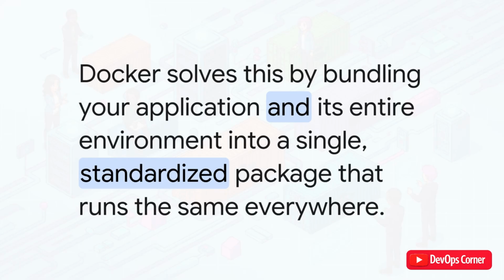Your Mac has one version of Python, the production server has another. Your database is slightly different, the dependencies don't match. Docker's solution is genius in its simplicity. It packages your app along with all of its dependencies, the libraries, the runtime, the whole shebang, into one standardized box that runs identically everywhere.